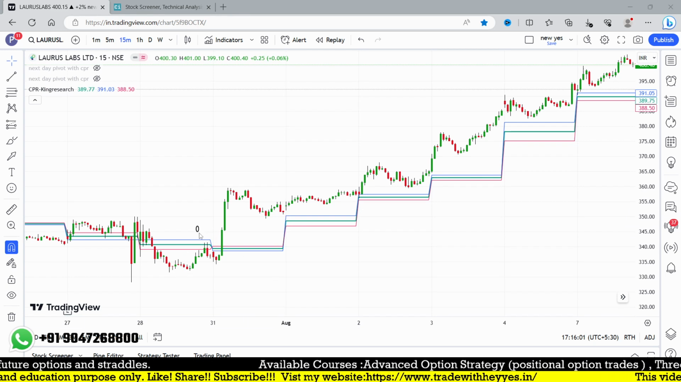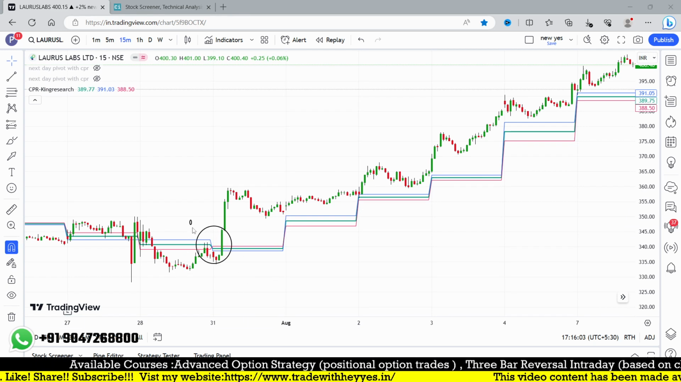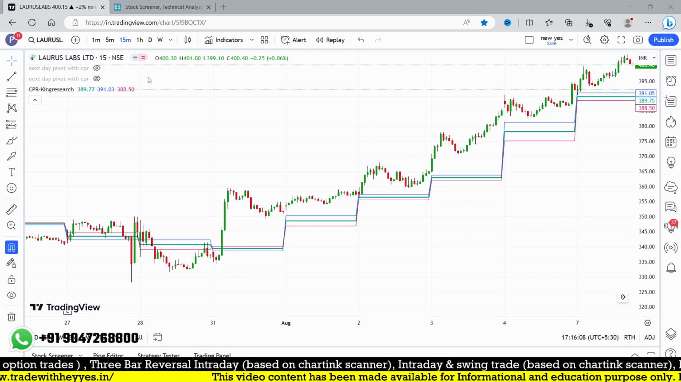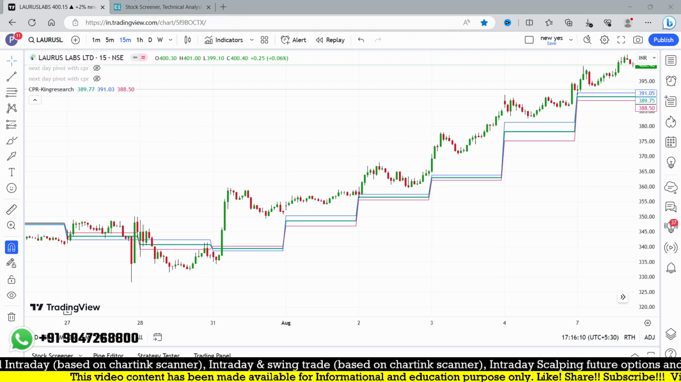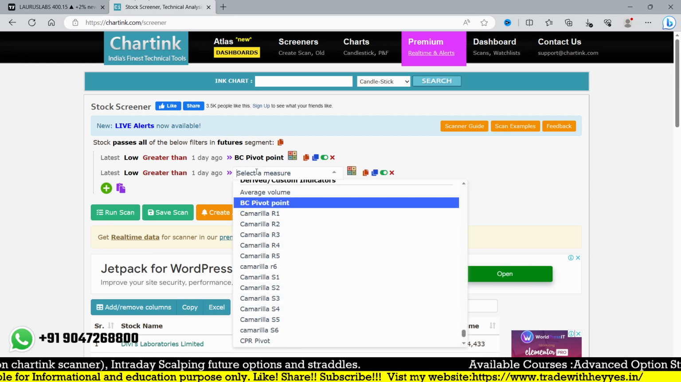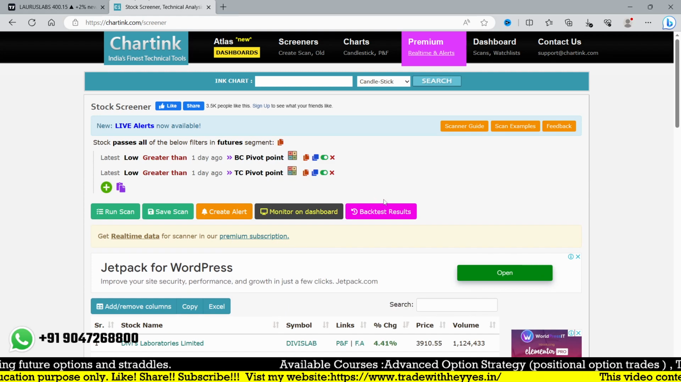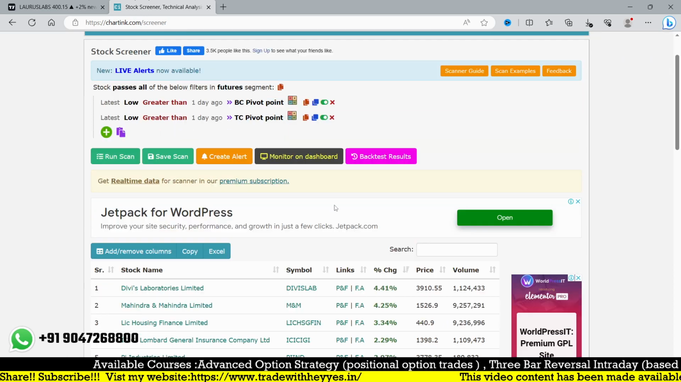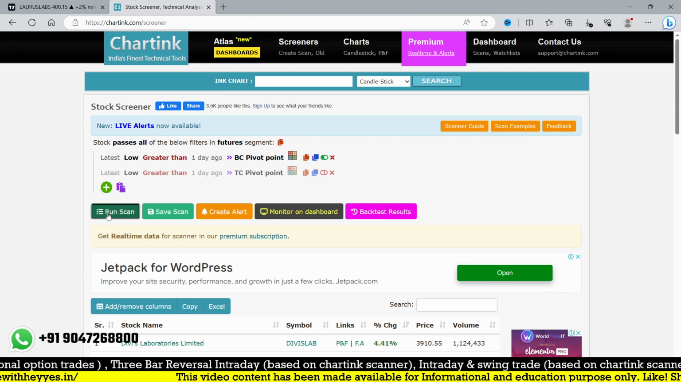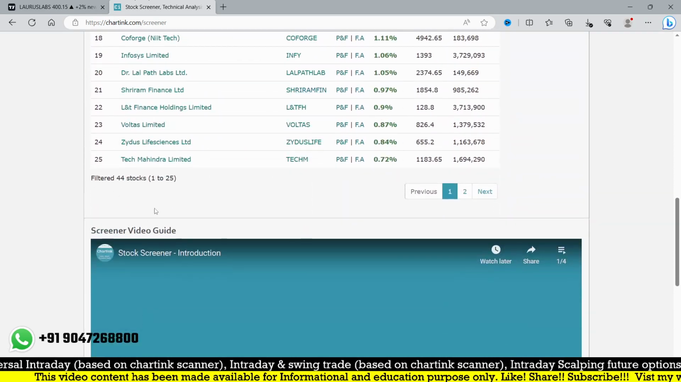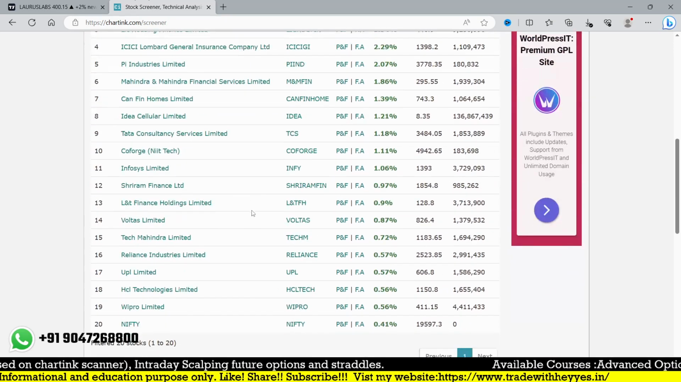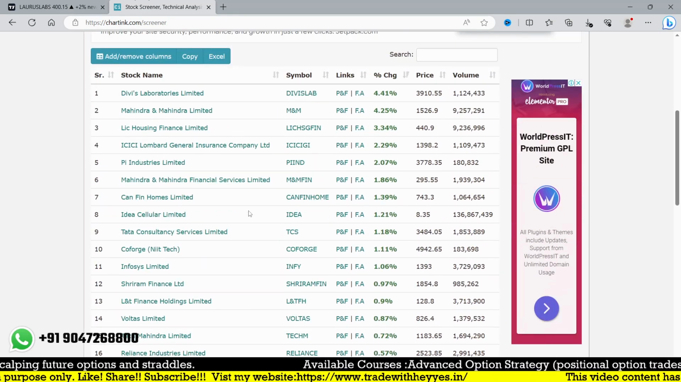Here you can see, maybe I can make a video for this one. We'll complete the scanner. So the latest low must be greater than the 1 day ago TC pivot point. If you are using this, we will be getting a smaller number of stocks. Without this condition we have almost 44 stocks, and with the same condition we have filtered only 20 stocks. These are all the stocks having Virgin CPR.